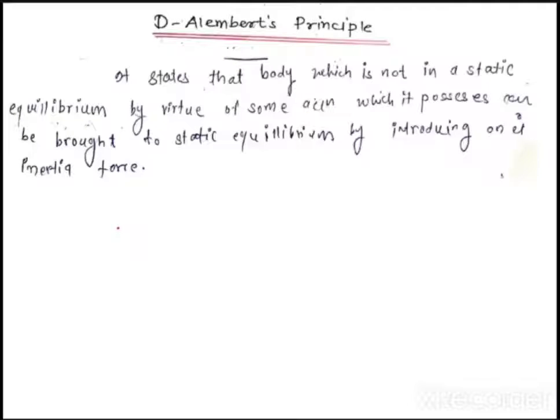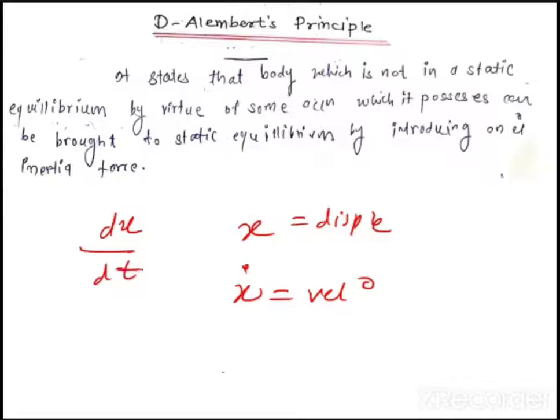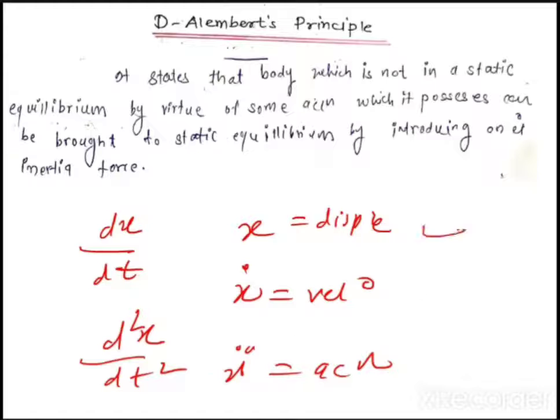So basically this D'Alembert's principle is related to the inertia force only, right? Meaning a body which is under the dynamic condition will have some acceleration. Let us say x is the displacement. The rate of change of displacement with respect to time, x dot, is the velocity, which is dx by dt, a derivative. And x double dot is nothing but the acceleration, d square x by dt square, the double derivative. So this is displacement, this is velocity.